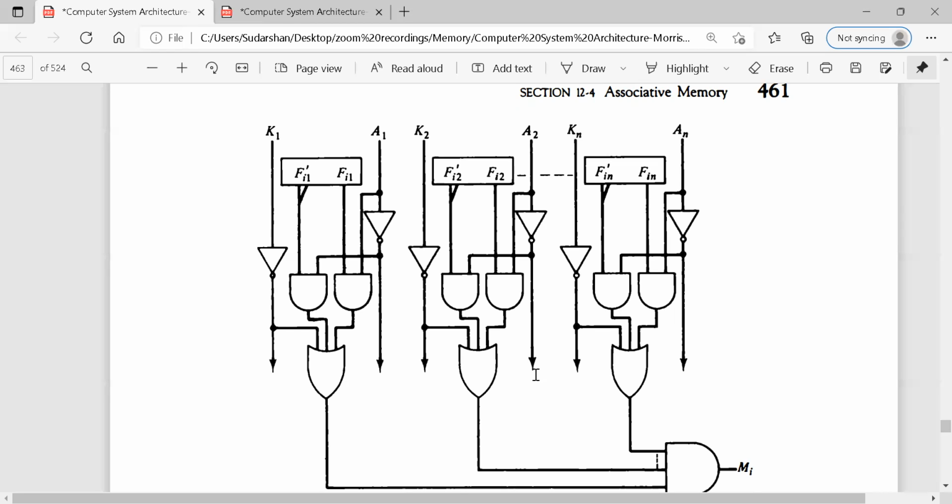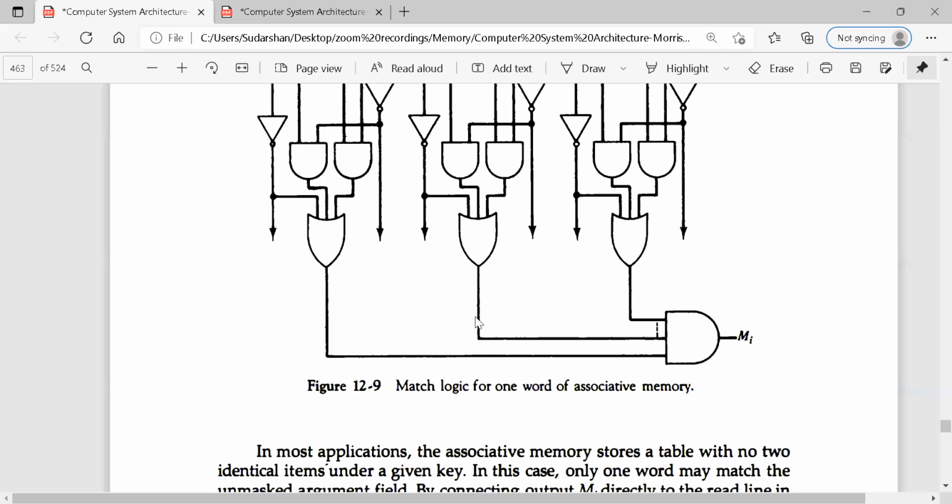If all the bits are perfectly matching, the output of the AND gate becomes 1. Whenever the output of the AND gate is 1, you can think of there being a match between your argument register content and your word content. Therefore, you can have an exclusive NOR gate combined together.